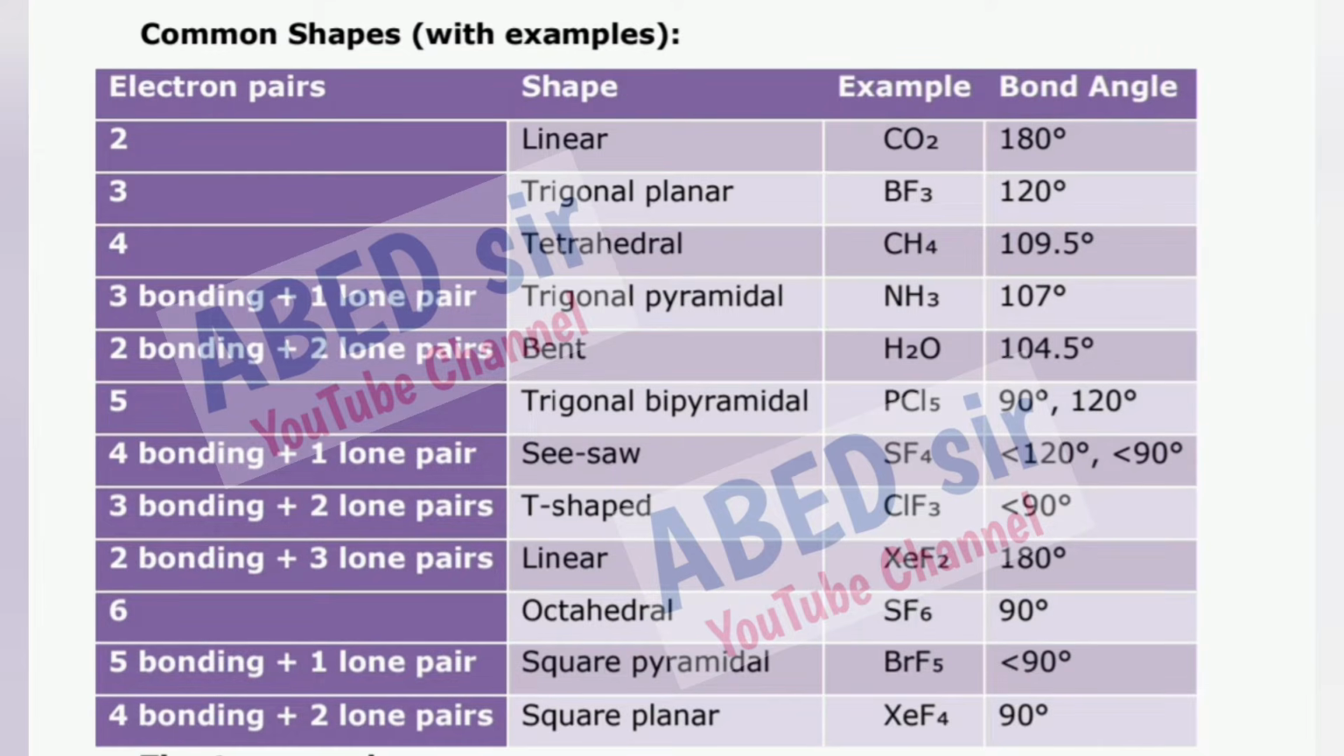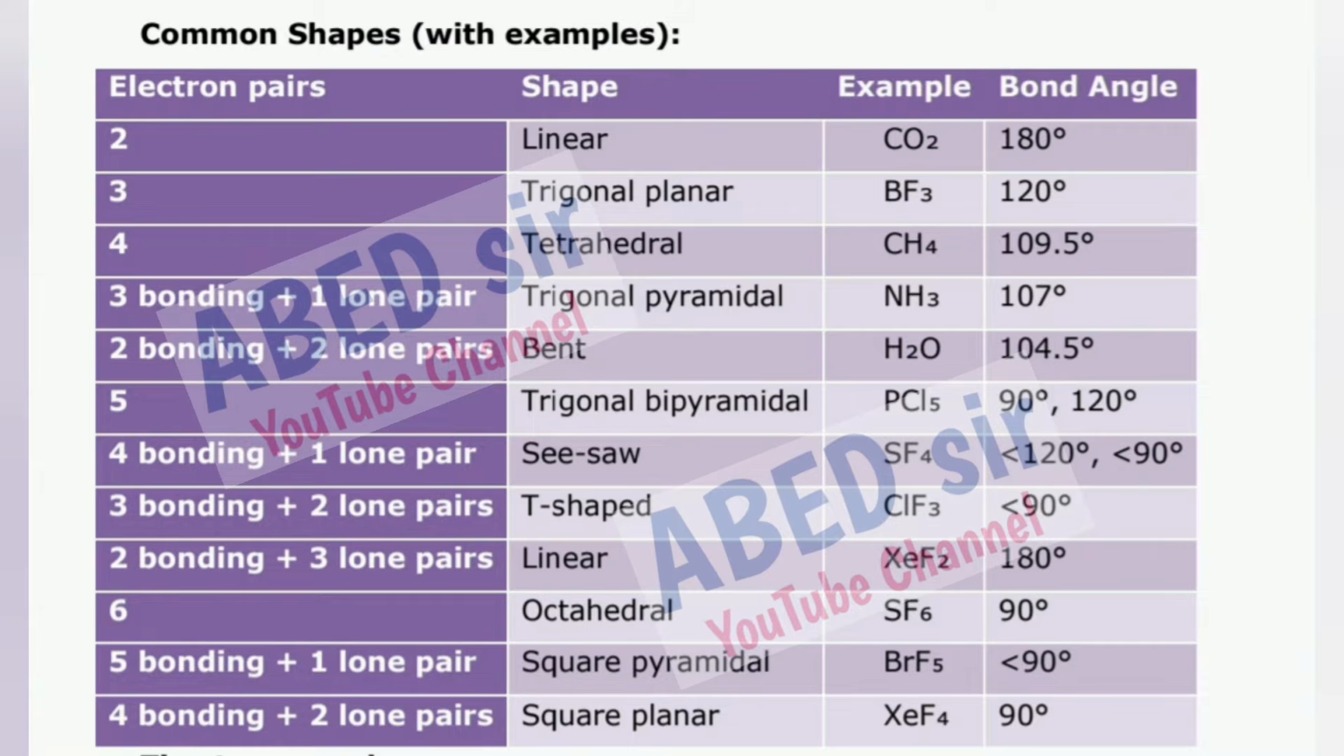Common shapes with examples. Electron pairs, shape, example, bond angle. 2 pairs: linear, CO2, 180 degrees. 3: trigonal planar, BF3, 120 degrees. 4: tetrahedral, CH4, 109.5 degrees. 3 bonding plus 1 lone pair: trigonal pyramidal, NH3, 107 degrees. 2 bonding plus 2 lone pairs: bent, H2O, 104.5 degrees. 5: trigonal bipyramidal, PCl5, 90 and 120 degrees.